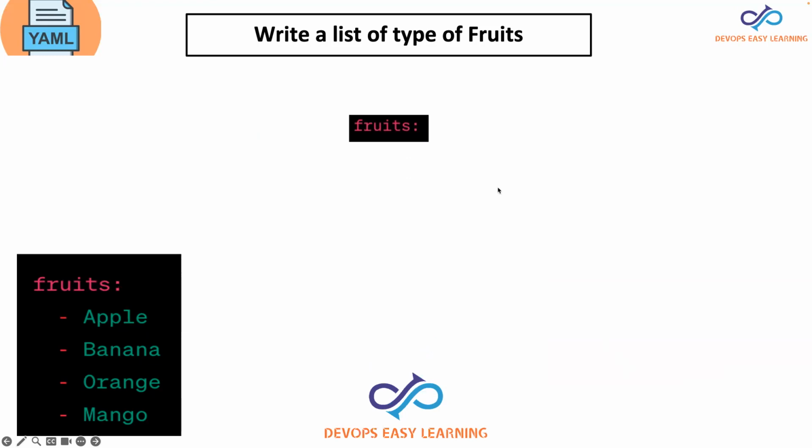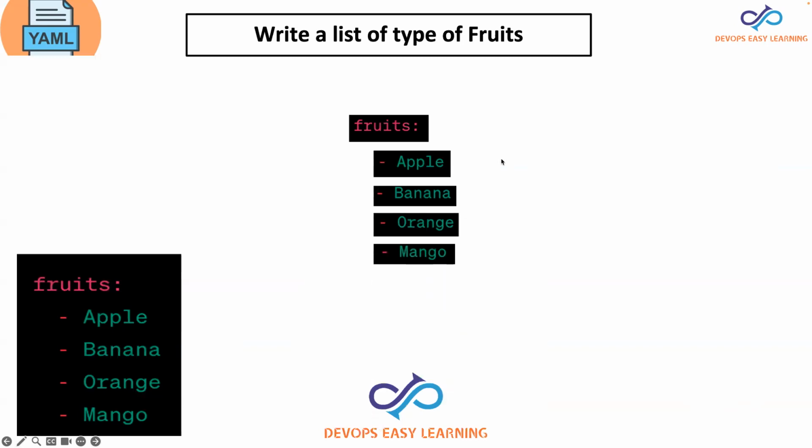We will write like the father, which is the fruit. Then we will define apple. After apple, we define banana. After banana, we're going to define orange. Then after orange, we're going to define mango. So this is a list of fruit made of apple, banana, orange, and mango.